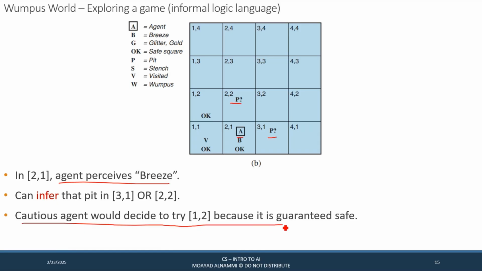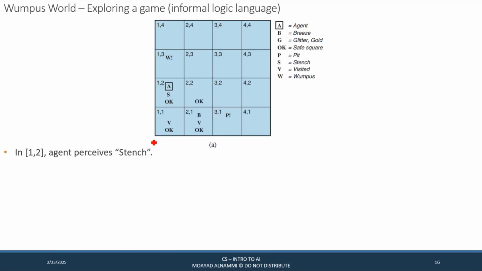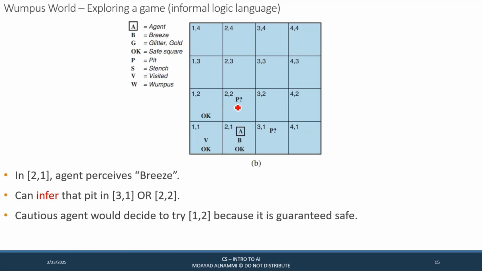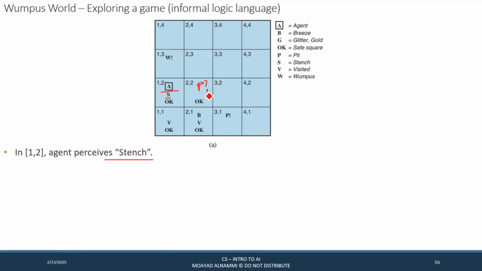A cautious agent, right? Because he doesn't want to die, and we don't want to be risky. We still have this location we can explore, right? So we can try to go back and try this location. So now we're here. He perceives a stench. Because he perceived the stench, he can infer the following. Remember, beforehand there could be a pit here. When he moved to this location and he perceived a stench and he did not perceive a breeze, that tells him that for sure the pit has to be here. This is using reasoning, and the pit cannot be here. Otherwise, if the pit was here, he would have sensed the breeze here as well.